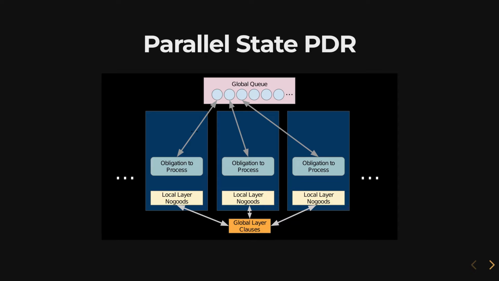Each process then evaluates obligations from this queue. We find this works better in practice, as each process is working on a similar part of the problem, and the no-goods found by each of the processes are more relevant to each other. We call this method parallel state PDR.